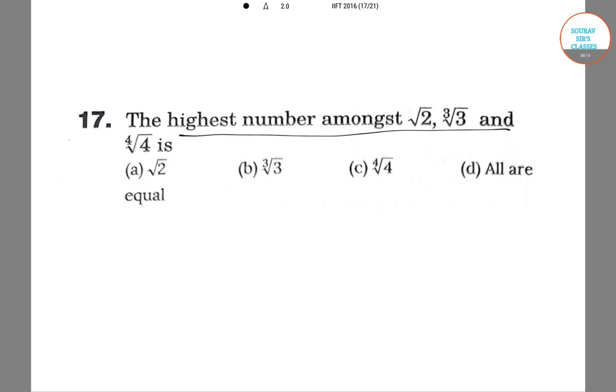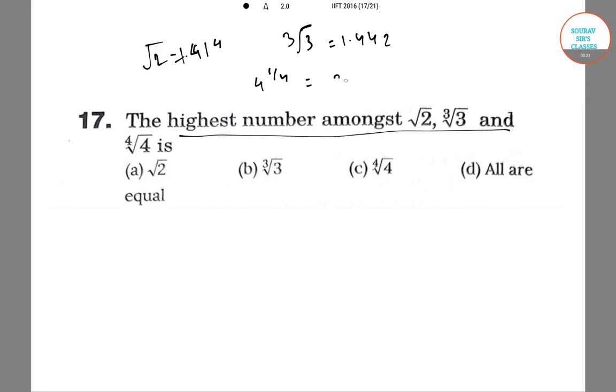The question is, the highest number amongst root 2, cube root of 3 and 4 to the power 1 by 4 is, so we know root 2 is 1.414, cube root of 3 is 1.442 and 4 to the power 1 by 4 is equal to 2 to the power 2 by 4, or 2 to the power half, is equal to root 2. Therefore, cube root of 3 is greater than or equal to root 2, which is equal to 4 to the power 1 by 4. Therefore, option B is the correct answer.